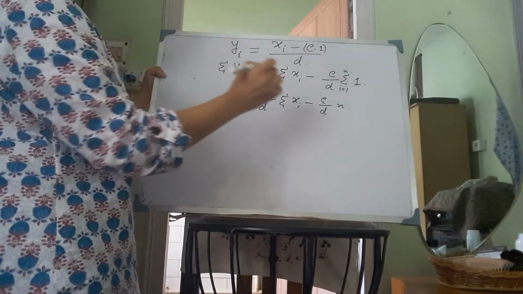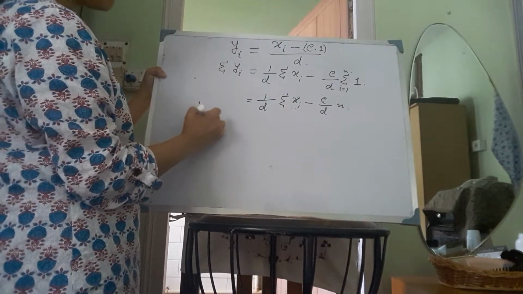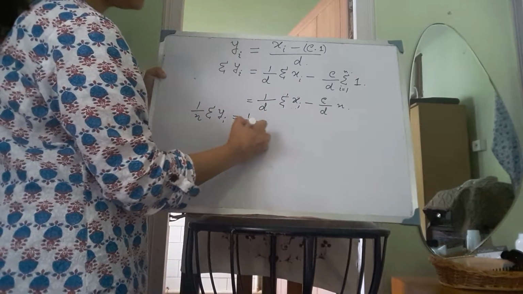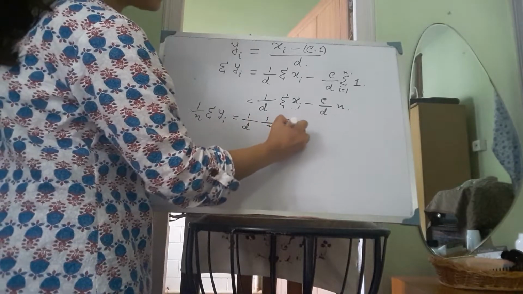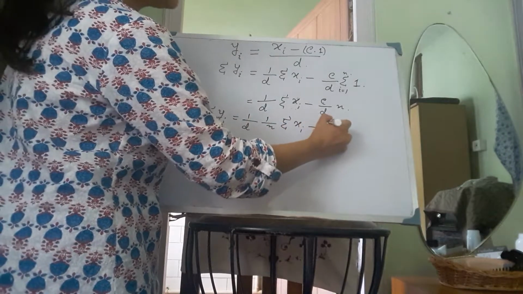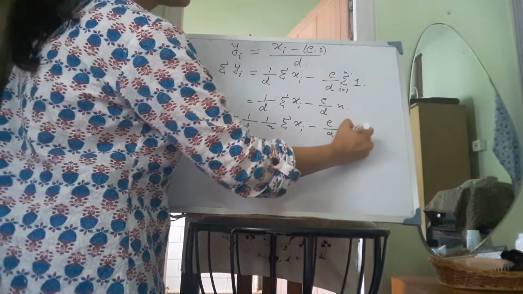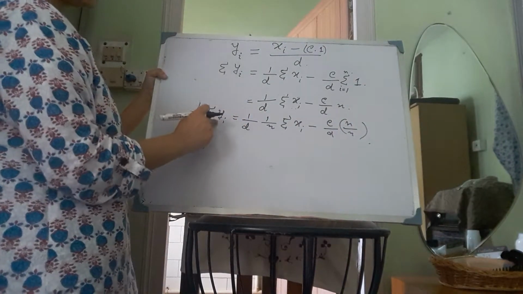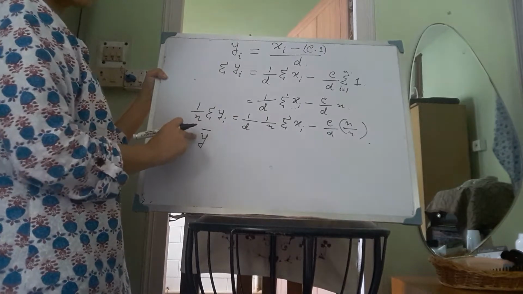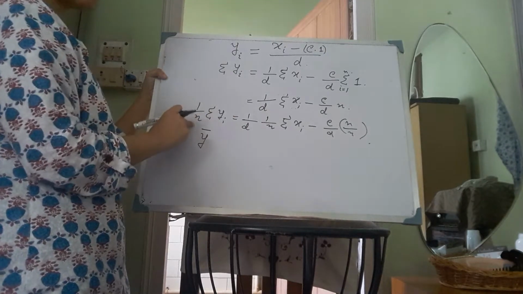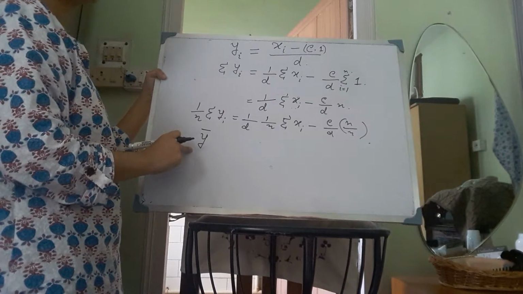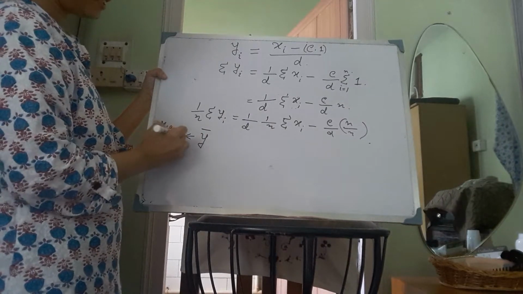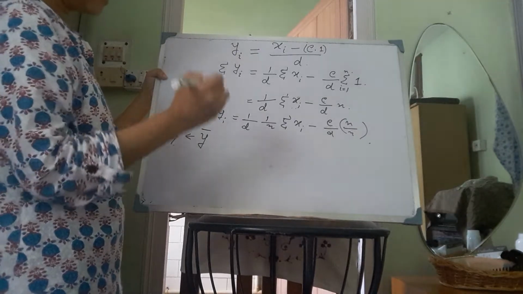Now dividing both the sides by n, we get 1 by n summation of yi is equal to 1 by d, 1 by n summation of xi minus c by d, n by n. So from here we get y bar. So this expression basically represents y bar. So summation of yi divided by the number of observations is y bar, that is the mean of y.